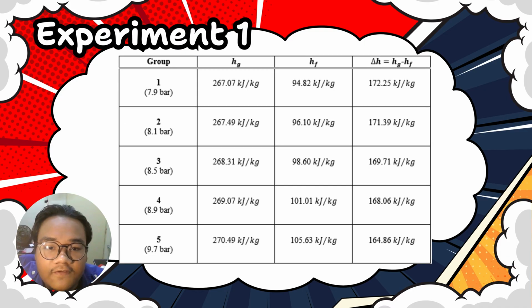Next, our objective is to calculate the delta H equal to Hg minus Hf. So from each group, we have the pressure in bar. We can determine the Hg for gas and Hf for fluid from each group using the table provided. So to determine the delta H, Hg minus Hf, we got the result from each group for delta H.